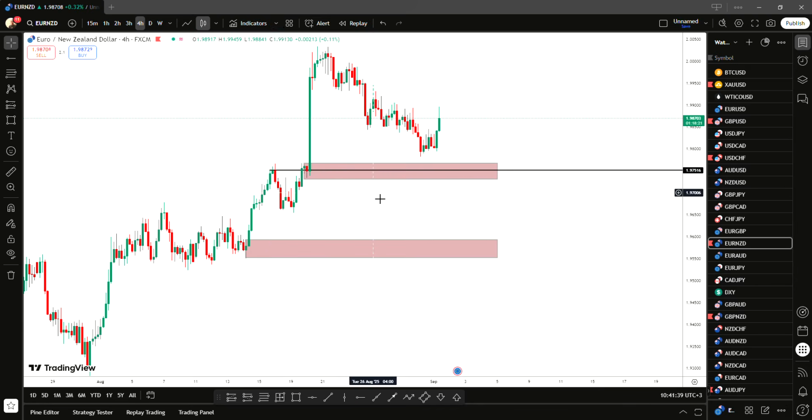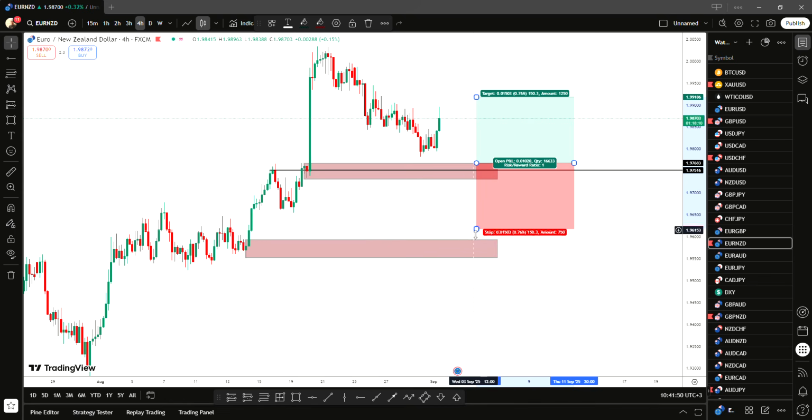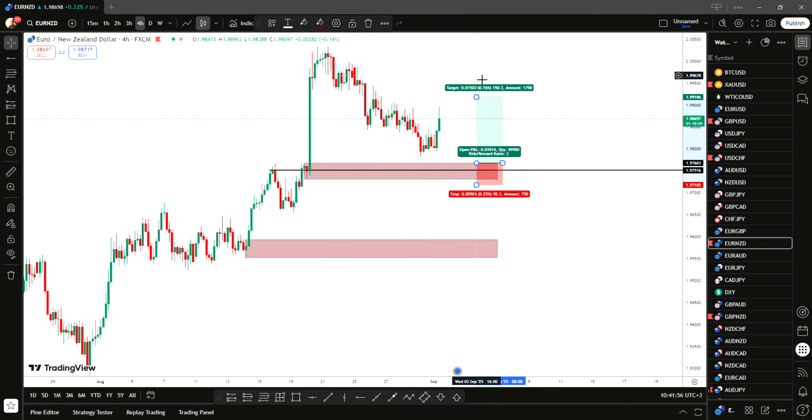Let me just mark the resistance that will turn into support. People trade support and resistance. So you combine this with demand and supply, and then you get a high probability zone to buy from. So this is going to be my entry, and then the target is going to be the previous high.